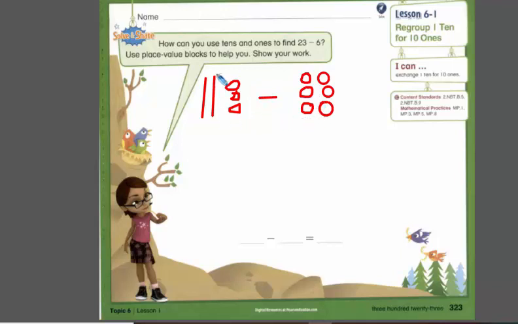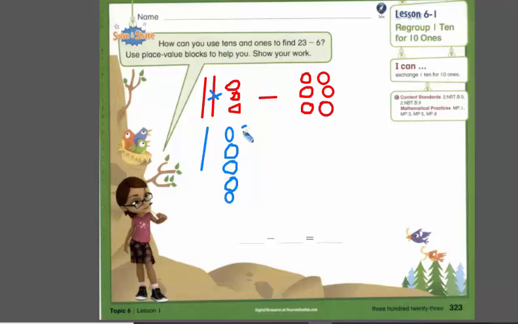So what will you do? I exchange 1 ten. Can you see the 1 ten rod here? 1 ten for 10 ones. Okay, let's do it together. Here, I will cross it. 1 ten, cross it. So I have 1 ten, and I crossed it. I will exchange it for 10 ones. 1 ten equals 10 ones.